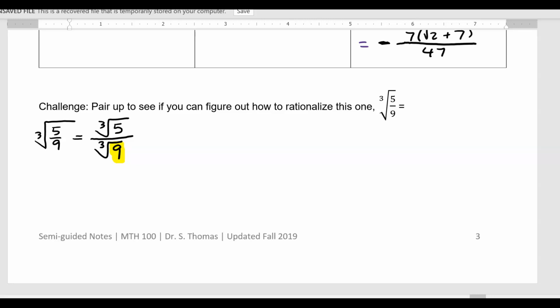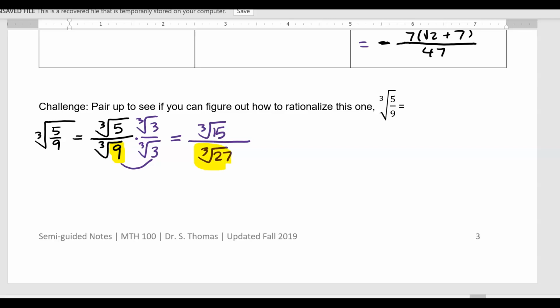We need to multiply 9 times a number that will give us a perfect cube. So what would that number be? So we'll multiply it times the cube root of 3, top and bottom, because 9 times 3 is 27, which is a perfect cube. So here we have the cube root of 27 in the denominator, and we have the cube root of 15 in the numerator.